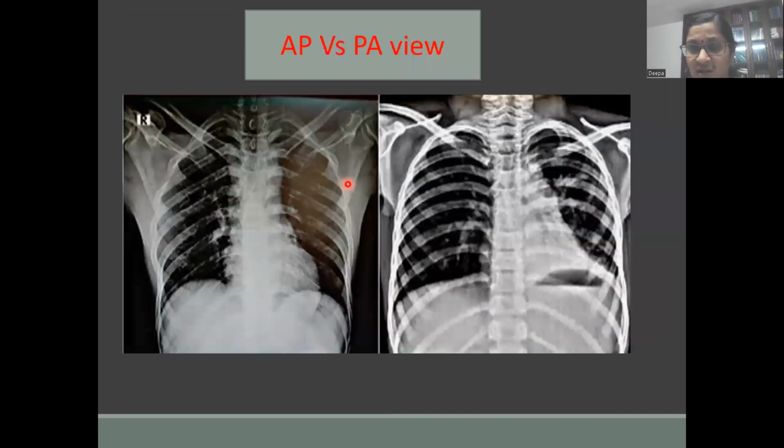Now, given an X-ray, how do you differentiate between AP versus PA view? This is an AP view picture. As you can see in AP view, the spine, the vertebral bodies are more prominent when compared to the PA view. And the second point of difference is that there is apparent cardiomegaly which is seen in AP view versus the PA view.